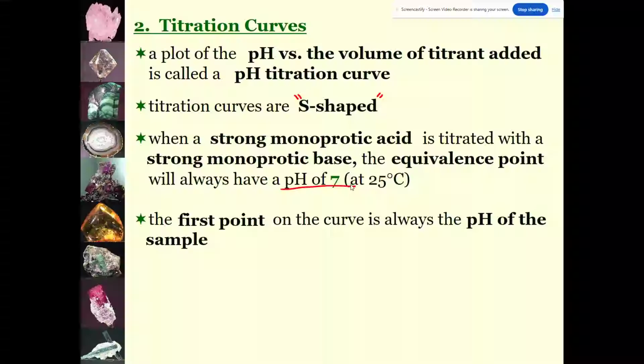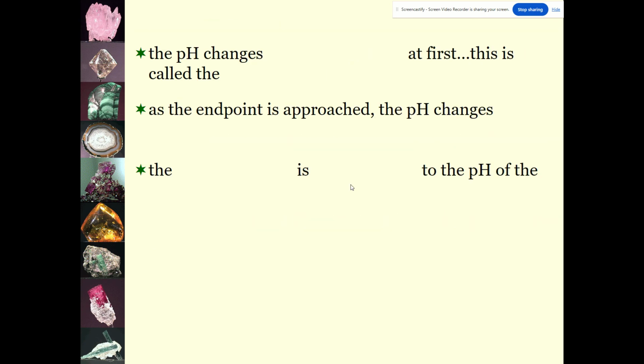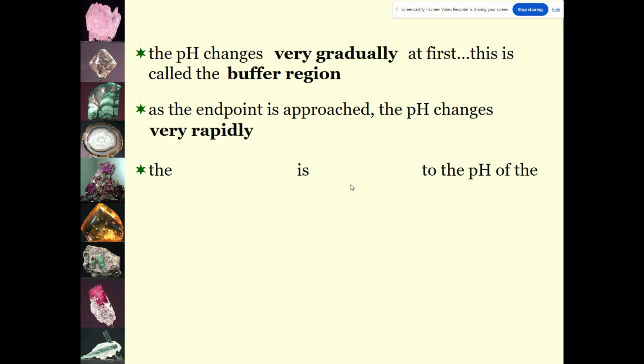So what it's showing is the pH of the sample. The first point on the curve will be, if it's an acid, really low; if it's a base, really high. There's a very gradual change at first during a titration called the buffer region. And then as you get close to the endpoint, the pH changes very rapidly. It spikes up or down really quickly. If you over-titrate your sample, it is going to be asymptotic to the pH of the titrant.